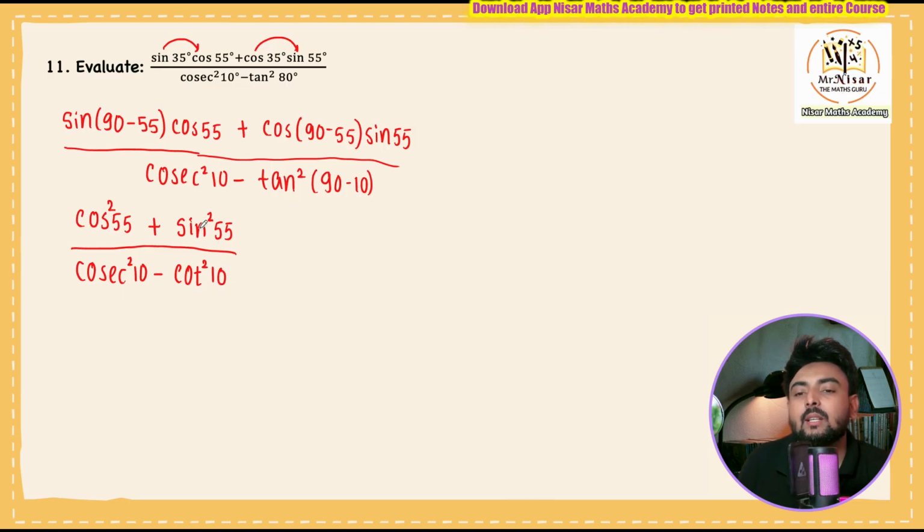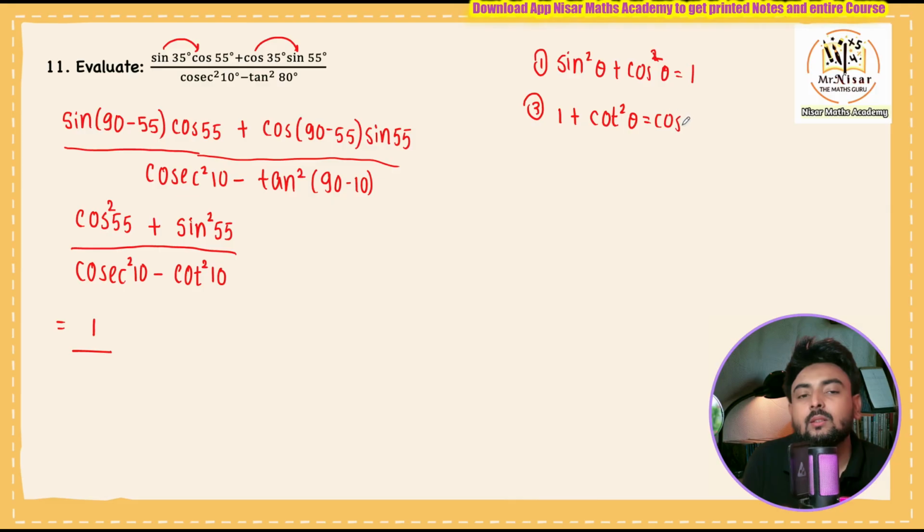Now children, see, it is actually cos square theta plus sine square theta, the trigonometric identity number 1. Here the thetas are same. So it is sine square theta plus cos square theta, and we know this value is 1. So in the numerator we got 1. And in the denominator also we have the third trigonometric identity, 1 plus cot square theta is equal to cosec square theta. So cosec square minus cot square is going to become 1. 1 by 1, the answer is 1 here. Let's go ahead for the next question.